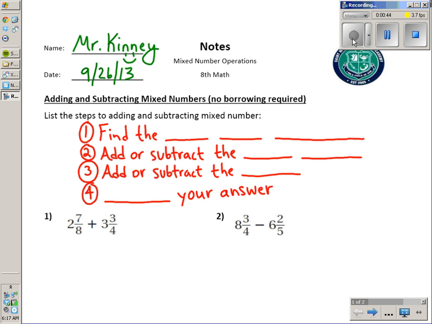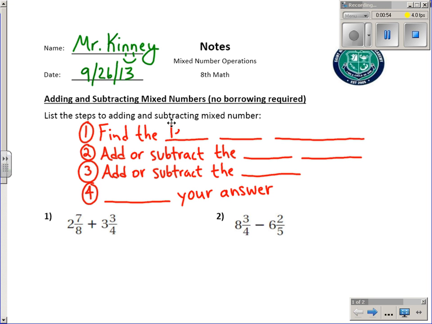Okay, so I listed the steps to adding and subtracting mixed numbers. Left some blanks out there for you if you want to try to fill those in. Maybe pause the video. I'm going to go ahead and start filling it in. So the first step that we want to do when we're adding, subtracting mixed numbers is to find the least common denominator. Next step is that you want to add or subtract the whole numbers. Next step, add or subtract the fractions. And then last but not least, you guessed it, simplify your answer.